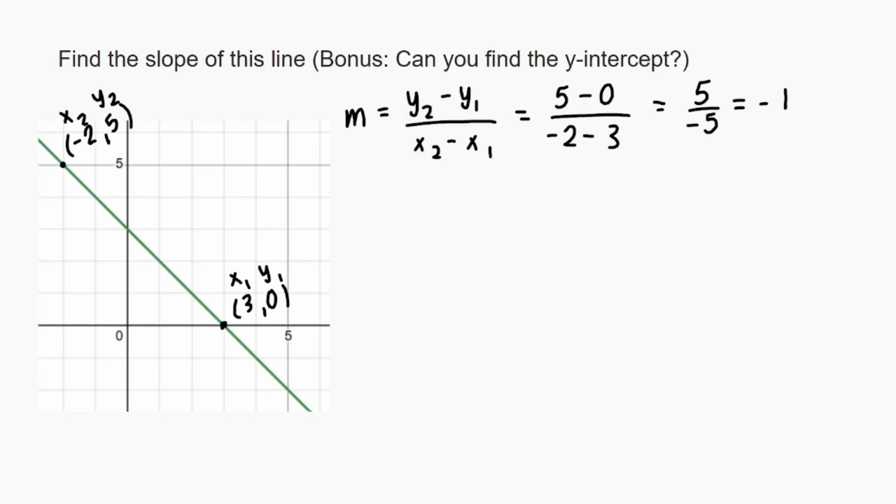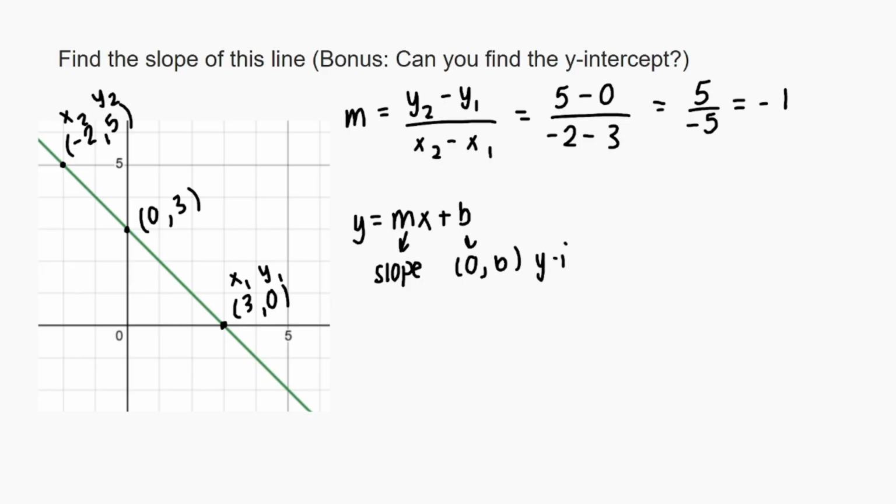As a bonus, let's find the y-intercept. So, in this graph, the y-intercept is when x equals 0. And as you can see, it happens to be 0, comma 3. So that is our y-intercept. But let's just say that you couldn't see the y-intercept easily on the graph. Is there another way that we can find it? Yeah, we can find it using the slope-intercept form. So the slope-intercept form for a line is going to be y equals mx plus b, where m is the slope and 0, comma b is the y-intercept.